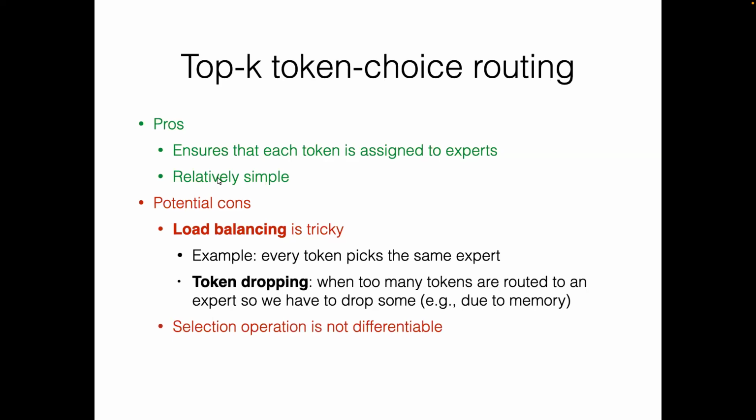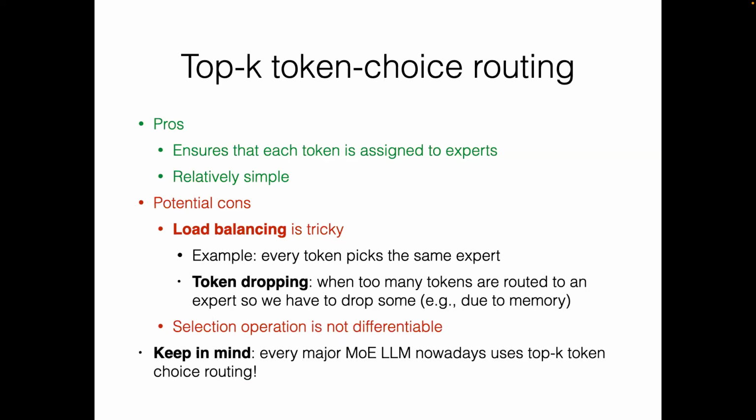Another pro, which I passed over, is that it's relatively simple. It's not optimal in the sense that it's somewhat heuristic to just pick a K, and this selection operation is not differentiable. But it's simple, and one thing to keep in mind with these pros and cons is that this is really the strategy that pretty much every major mixture of experts LLM, at least publicly, from what they've released about them, will use.